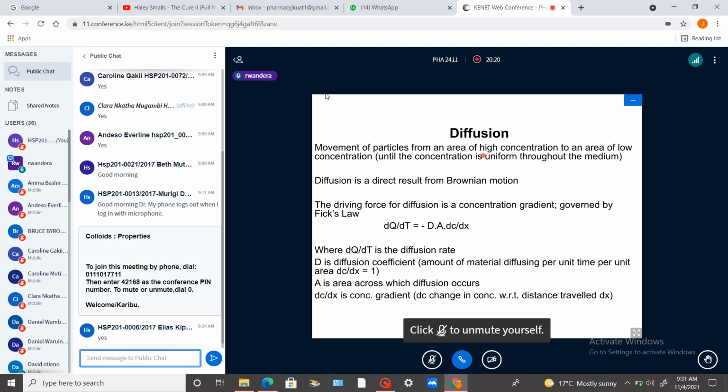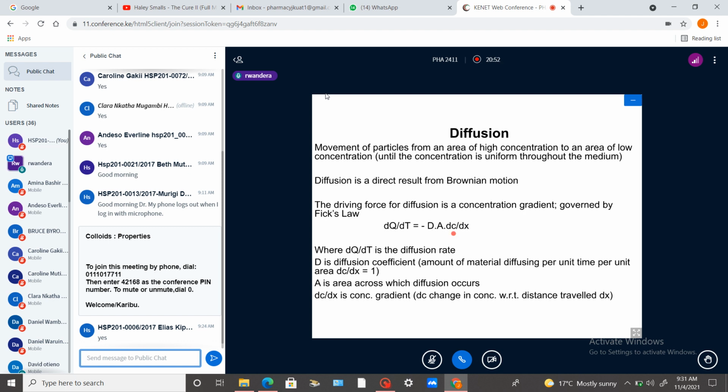The other thermally induced motion is diffusion, and this involves the movement of particles from an area of high concentration to an area of low concentration until you achieve a uniform concentration. And this diffusion is also a direct result of the Brownian motion of your colloidal particles. The driving force for this is the concentration gradient, and it's governed by Fick's law.